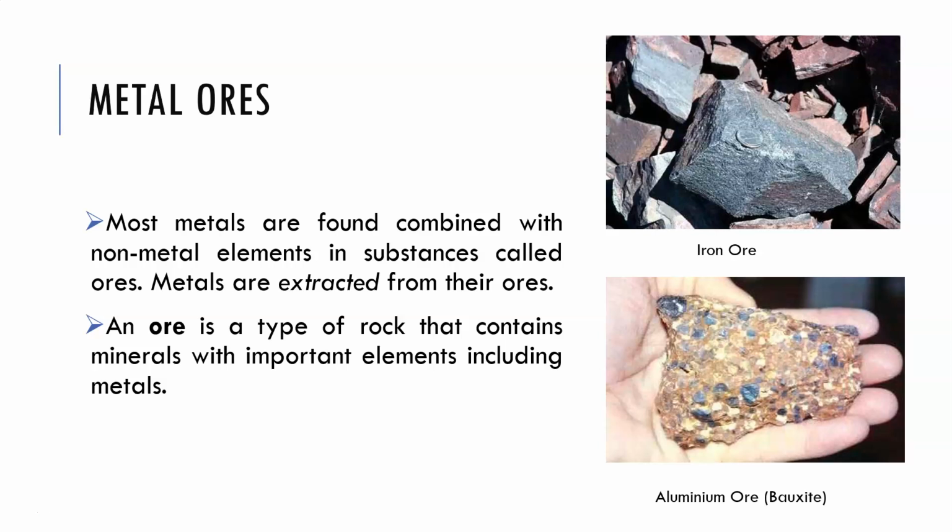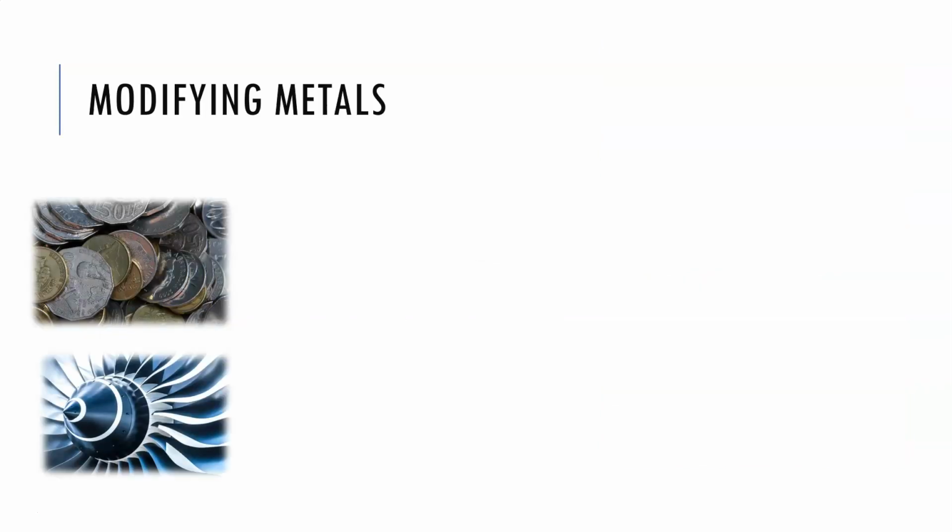Okay, so this is iron ore here. We can see this is what is smelted into iron, and then iron alloys are formed to make steel, and then aluminium ore here is bauxite. We have a lot of aluminium ore in Australia. In fact, it's mined quite extensively up in Queensland.